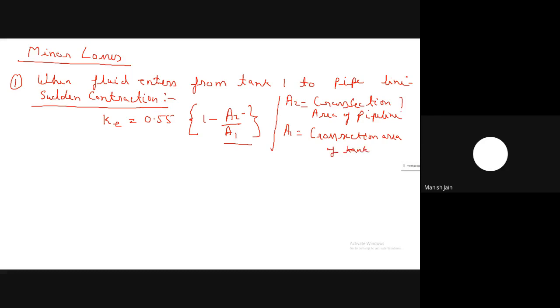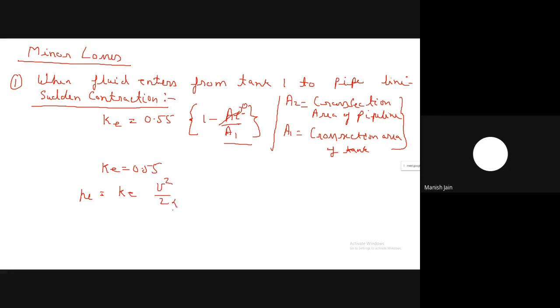Okay, so because tank size is much greater than the pipe size, this value is almost 0. So you can say K equal to 0.55. Just substitute the value in the equation. So H equal to friction loss equal to KE multiplied by V square by 2.